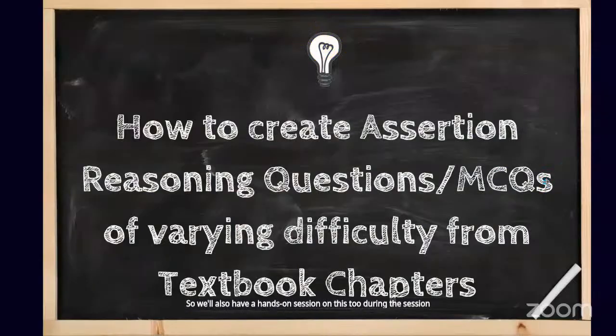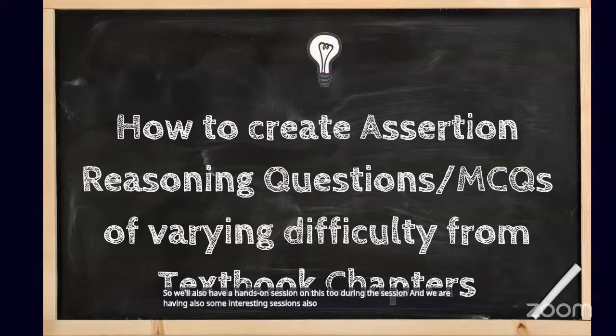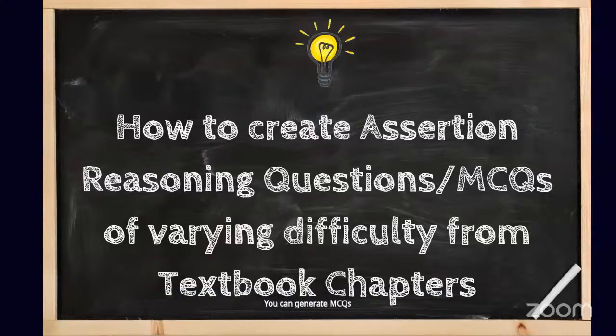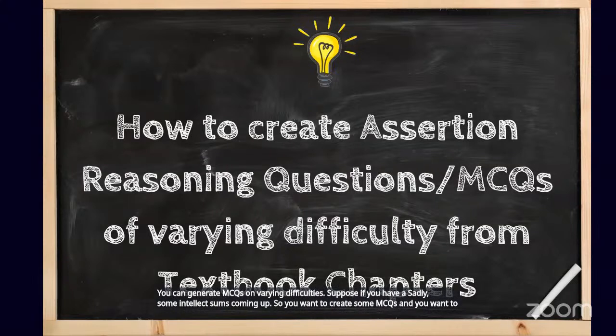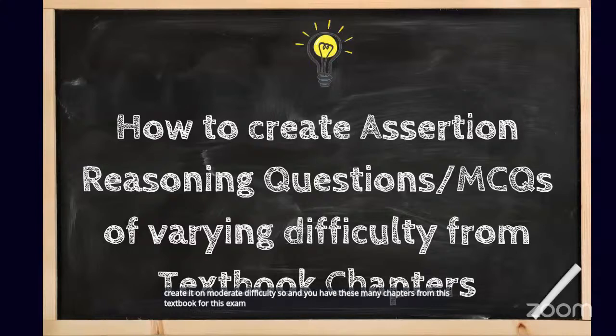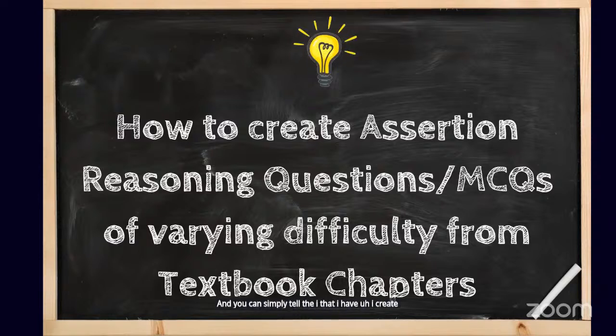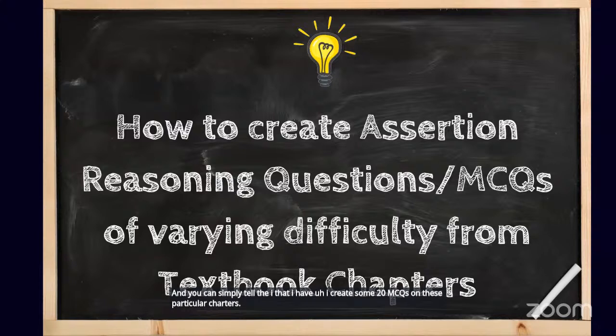And we are also having some interesting sessions, like you can attach the textbook to this AI tool, and based on that, you can create assertion-reasoning type questions. You can generate MCQs of varying difficulty. Suppose you have some internal exams coming up, so you want to create some MCQs on moderate difficulty, and you have these many chapters from this textbook for this exam. You can simply attach the textbook and tell it to create 20 MCQs on these particular chapters of moderate difficulty. Or if you want them easy, it can be easy. So it will automatically create these MCQs in a structured manner.